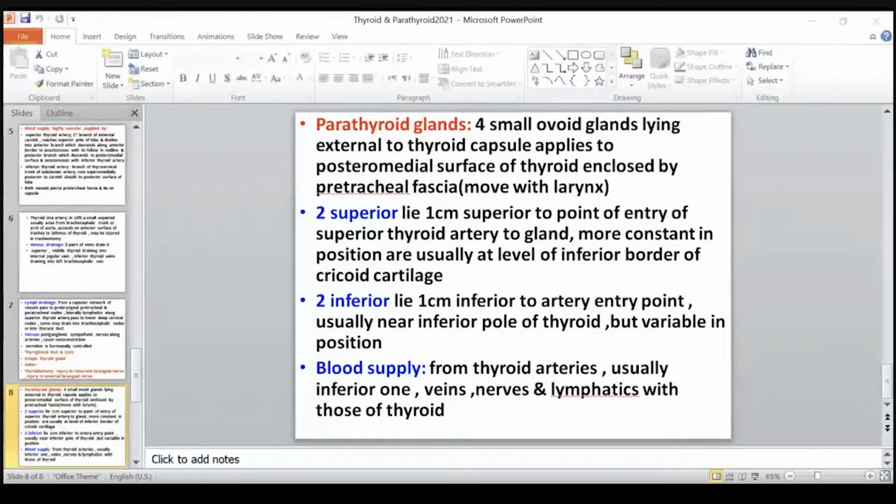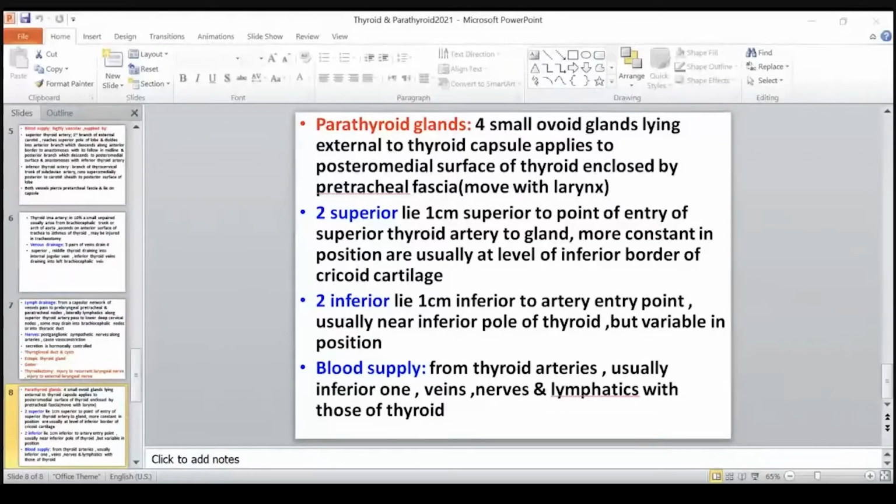So we have 4 parathyroid glands. They are small and are applied to the posterior surfaces of the lobes of the thyroid gland, 2 superior and 2 inferior, and they are enclosed with pretracheal fascia. They move with the larynx.